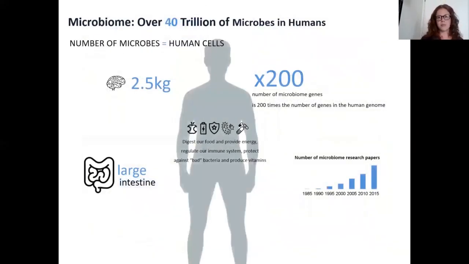Now, let's move on to the next part of the presentation, your microbiome report. To start off, you might have heard of the microbiome before, but here are a few fun facts about it. Firstly, humans have about 40 trillion microbes, which is the same number as our human cells. A majority of them live in your gut, particularly in the large intestine. And the number of microbiome genes, which is about 5 million, is 200 times the number of genes in the human genome. So that's pretty crazy.